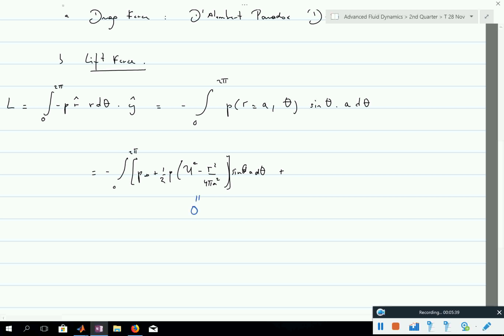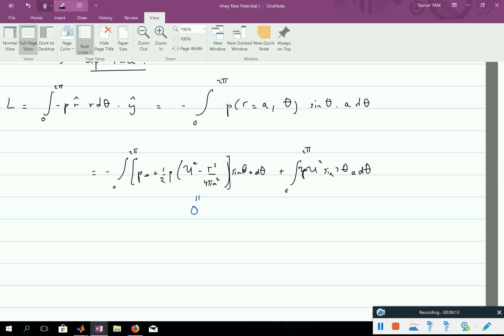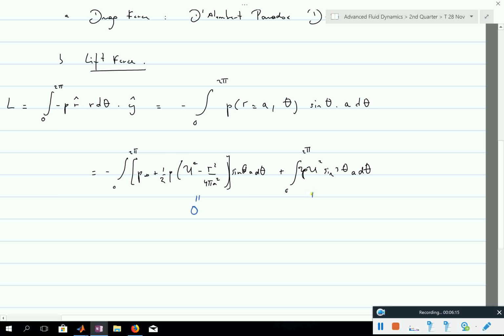Plus, we have an integral between 0 and 2π of 2ρU² sin³θ A dθ. Now a sine squared will be a positive function. Sine cube is going to again oscillate between -1 and +1 over at least one period. In the case of sine cube it will be over 3 periods. So when you integrate between 0 and 2π, this will also give you 0. So that term here is also going to be equal to 0.